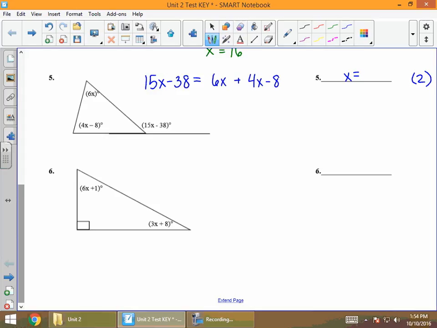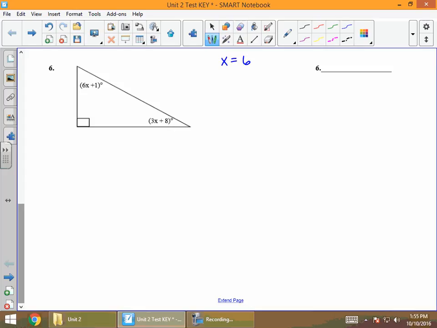So solve this algebraically. I have 15x minus 38 equals 6x and 4x, which is 10x, minus 8. Subtract 10x on both sides. 5x minus 38 equals negative 8. Add 38. So 5x equals 30. And divide by 5, and x is equal to 6. So again, 1 point if you set up the exterior angle equal to the sum of the remote interiors, and then 1 point for all the algebra.